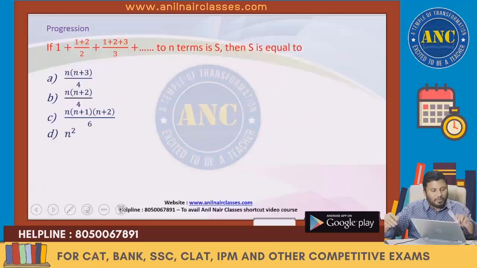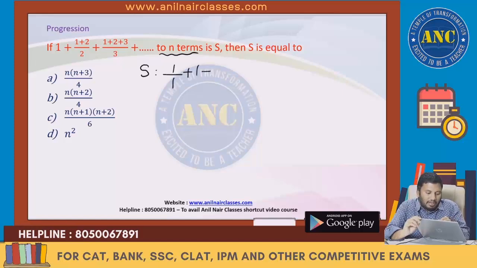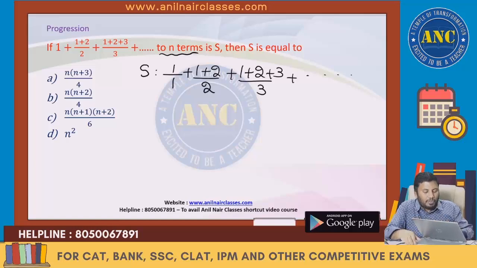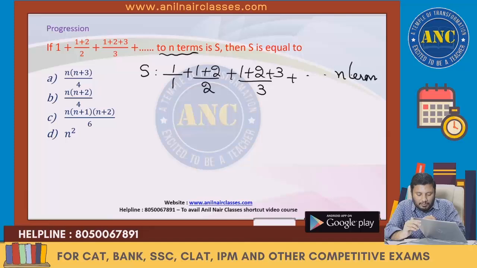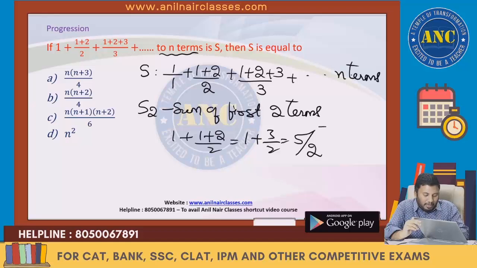First problem: 1 plus 2 by 2, 1 plus 2 plus 3 by 3, and so on up to n terms is S. S is 1 by 1. If I add 2 natural numbers, divide by 2. If I add 3 natural numbers, divide by 3, and so on up to n terms. So let us do S2, the sum of the first two terms. The first two terms are nothing but 1 plus 2 by 2, 1 plus 3 by 2, which is nothing but 5 by 2.